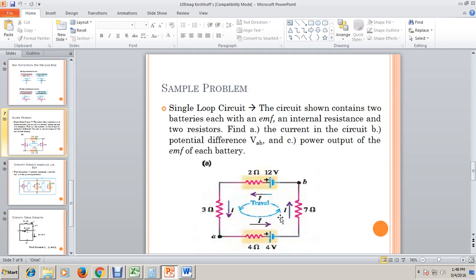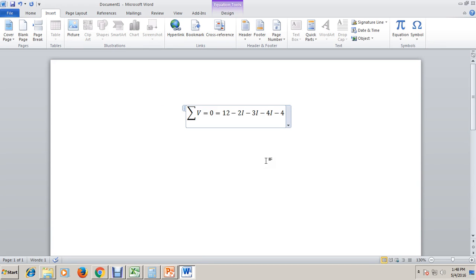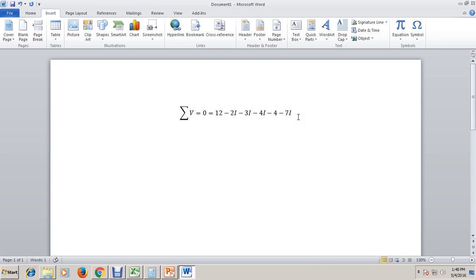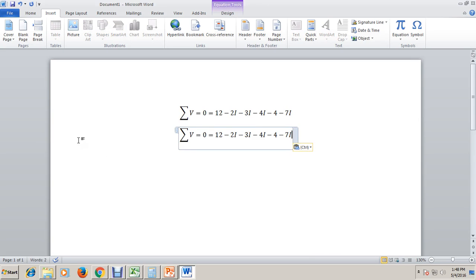Still the direction of travel is in the same direction as the direction of the current. So the IR term for the 7 ohm resistor would be negative. So this becomes minus 7I. And the sum, as expected by virtue of Kirchhoff's laws, is equal to 0. So, given this equation, what would happen to our solution? This would sum up to, of course, 12 minus 4 gives us 8.